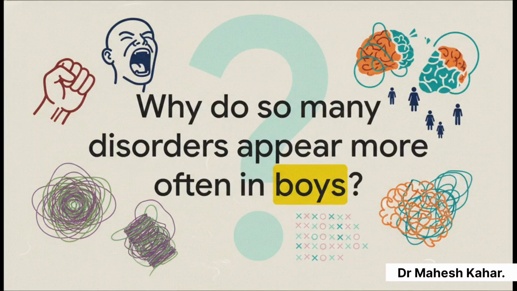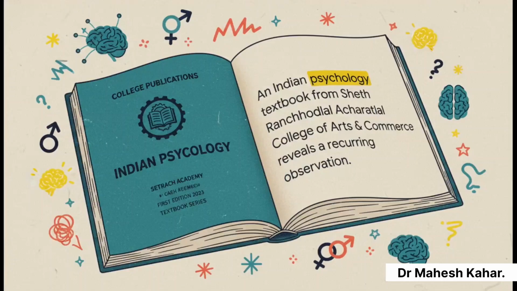So here it is. This is the big question at the heart of our explainer today. The source material we're digging into points out this pretty significant gender difference, again and again, in case after case. But the real mystery is, why? Our guide for this journey is a psychology textbook from Sheth Ranchidlal Achar Law College of Arts and Commerce in Ahmedabad. And what's so fascinating is this isn't my analysis or some outside observation. The textbook itself is what keeps pointing this out, page after page.